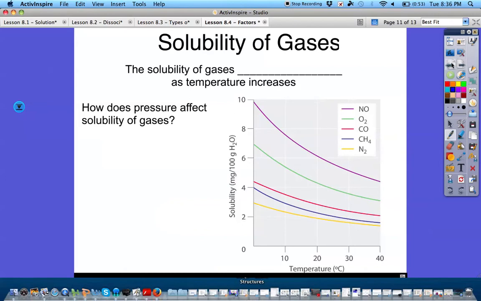So here is the solubility of gases. Those curves are all going down. So the solubility of gases decreases as the temperature increases. And the other thing that affects the solubility of gases is the pressure. So as pressure increases, solubility is going to increase.